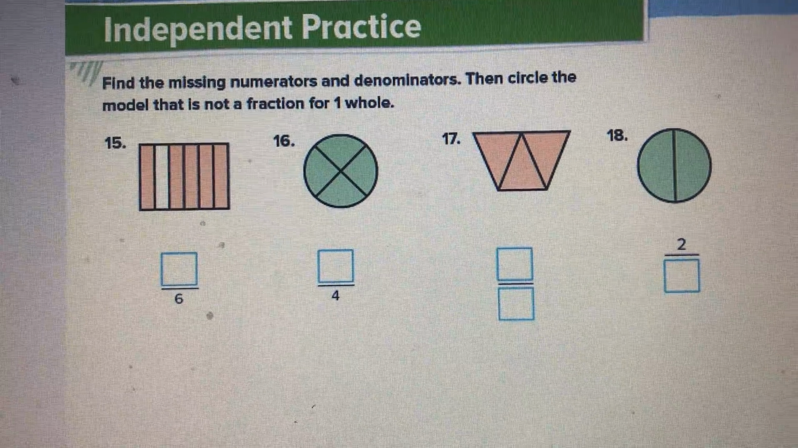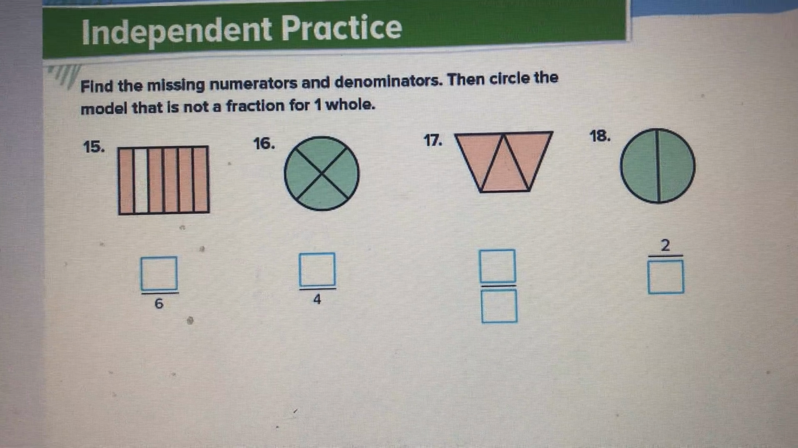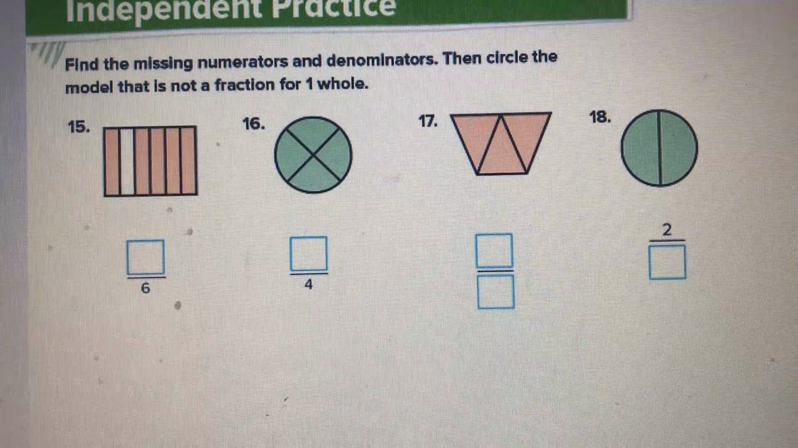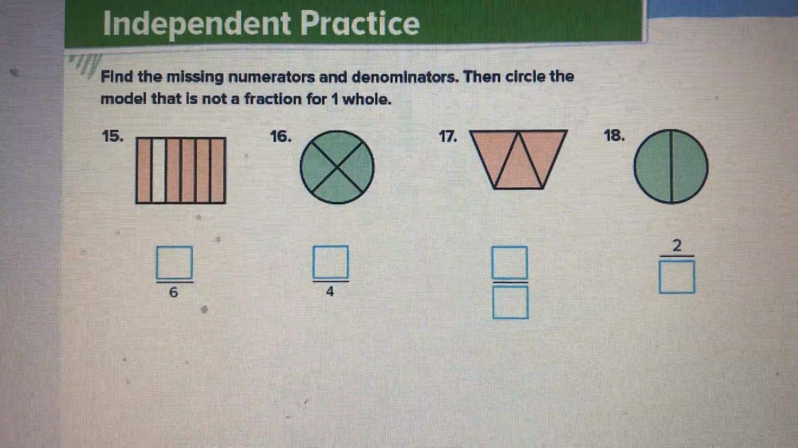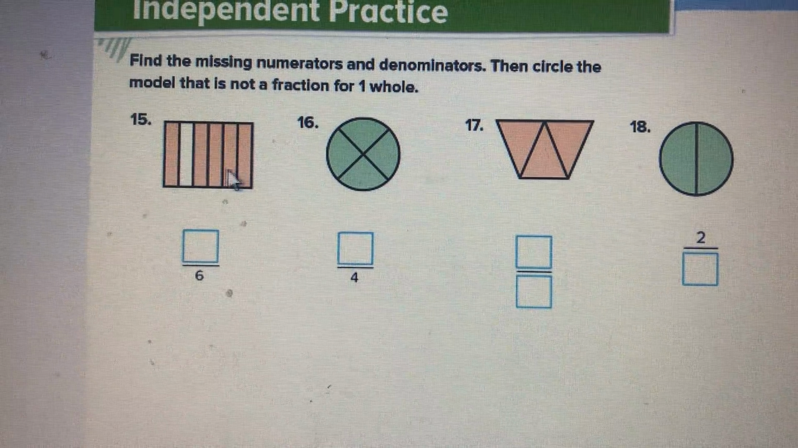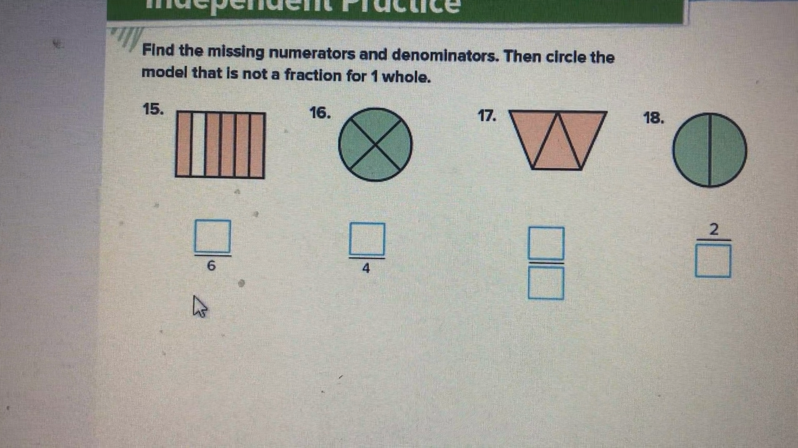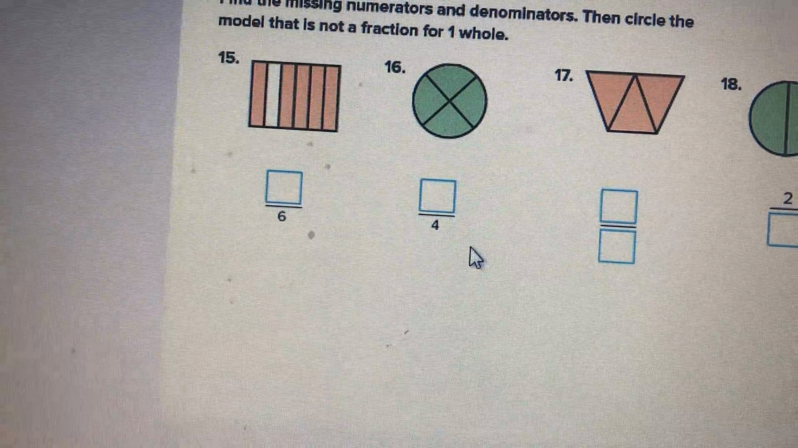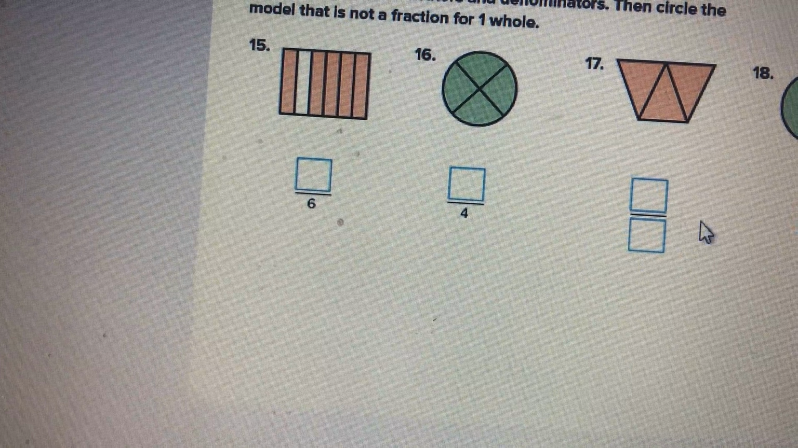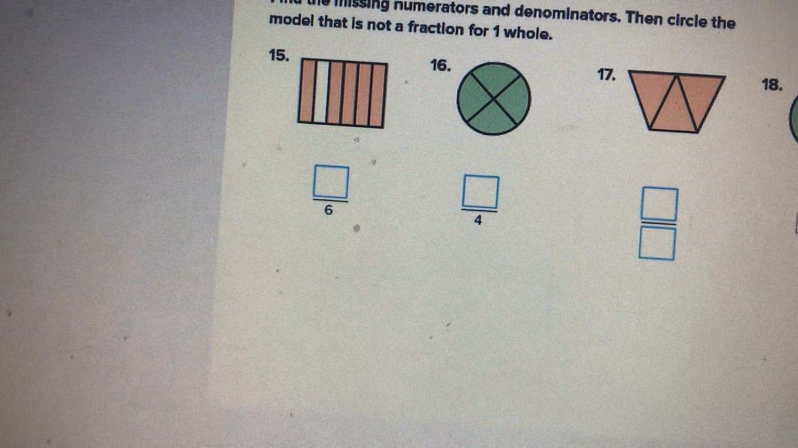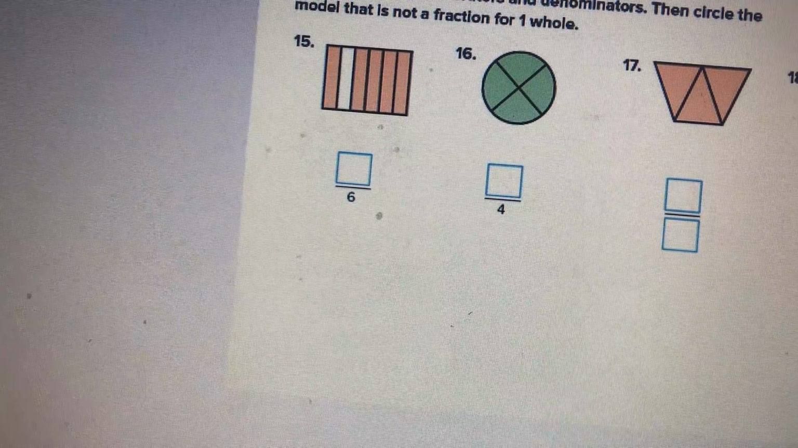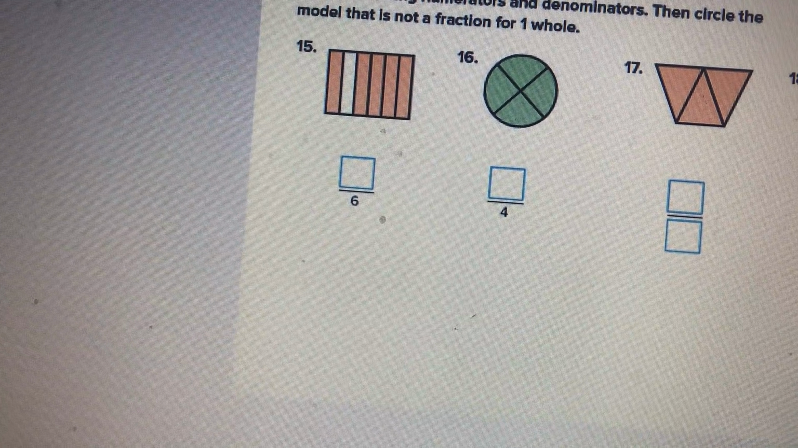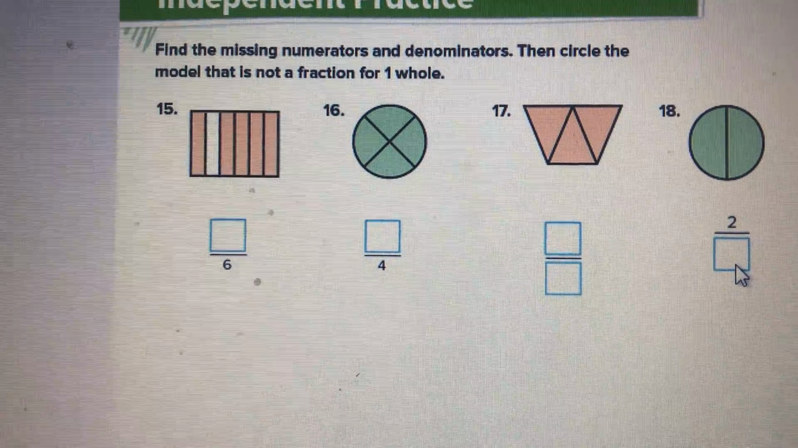Find the missing numerators and denominators, then circle the model that is not a fraction for 1 whole. Okay, so we look here. It looks like we have 5 out of 6 are shaded, right? How many here? 4 out of 4. And then we'd put, what, 3 over 3. And then how about right here? 2, and what would we put there? See if you can figure that one out.